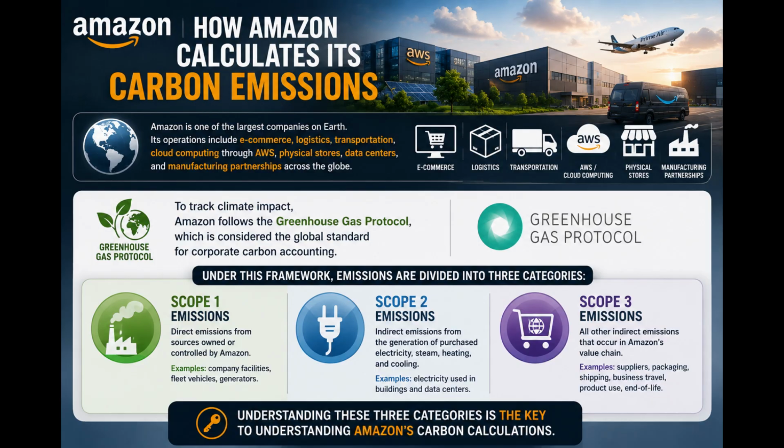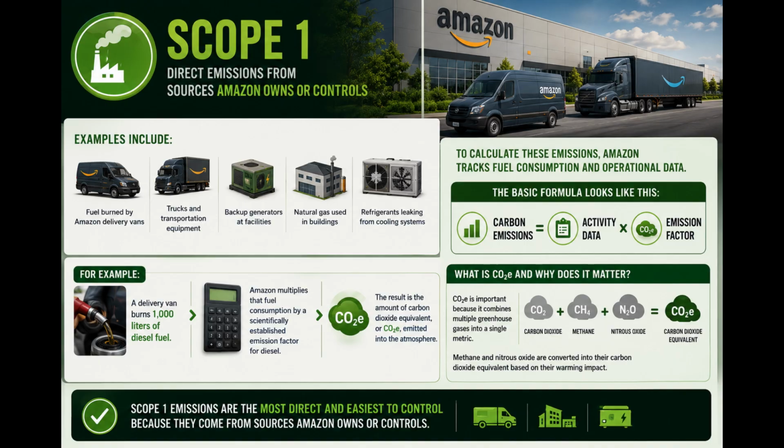To track climate impact, Amazon follows the Greenhouse Gas Protocol, which is considered the global standard for corporate carbon accounting. Under this framework, emissions are divided into three categories: Scope 1 emissions, Scope 2 emissions, and Scope 3 emissions. Understanding these three categories is the key to understanding Amazon's carbon calculations. Let's start with Scope 1.